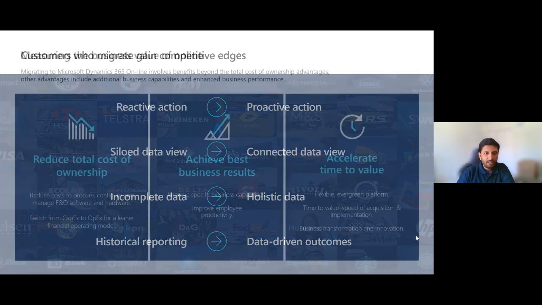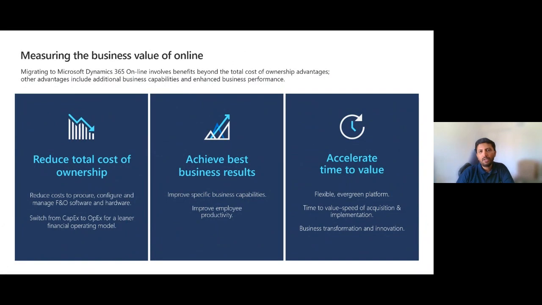Let's look into the measures that showcase the business value of the cloud solution. Let's talk a little bit about the Dynamics Cloud.